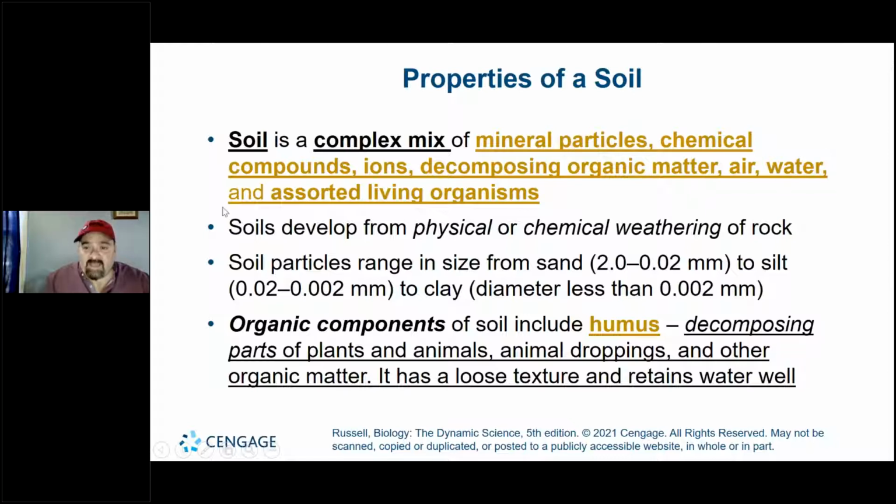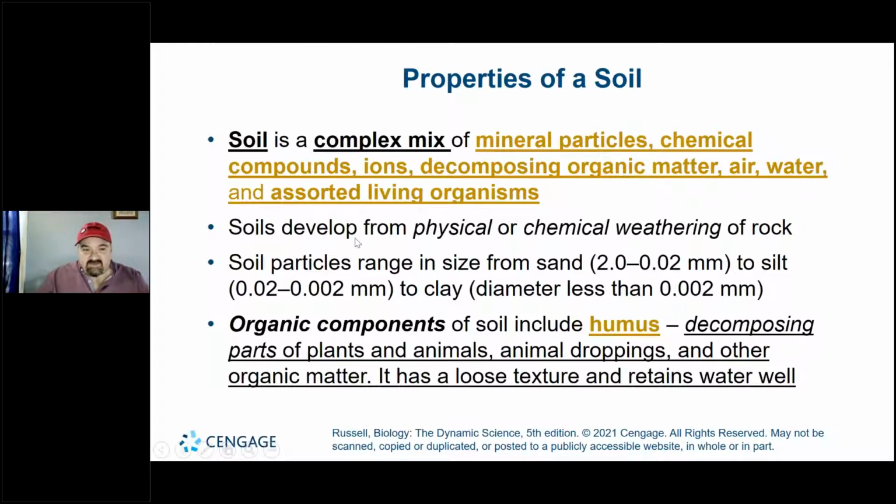As far as air, water, and assorted living organisms, as a kid I fished a whole lot, and I liked digging in the dirt and looking for worms that you would use for fishing, live bait.